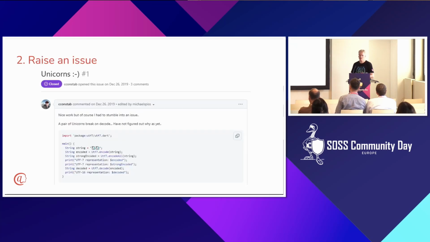So this brings us on to step two. Raise an issue. This is an example that was raised by Colin, our CTO and co-founder. We were using a package for encoding, and he tripped across an issue where if you put two Unicode unicorns together, then it messed up the encoding. And this one had a happy ending.